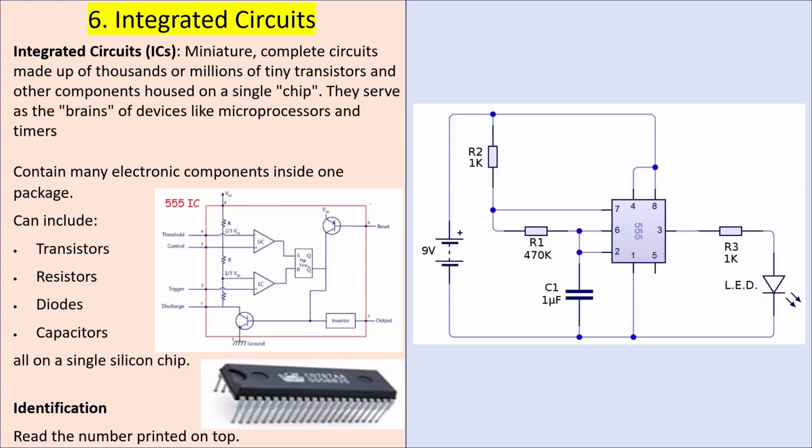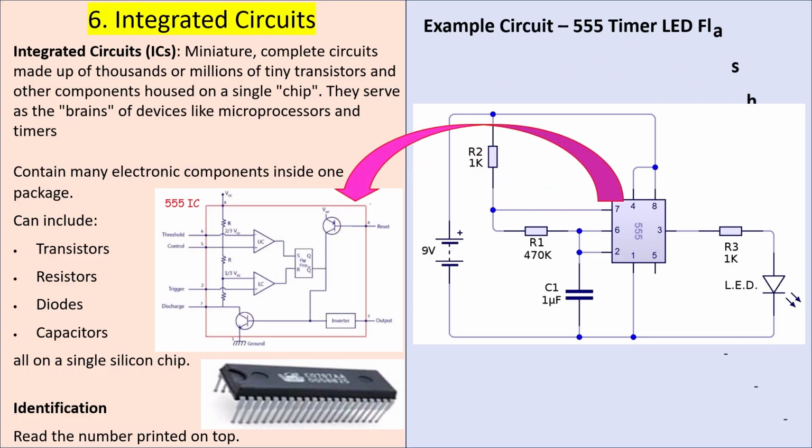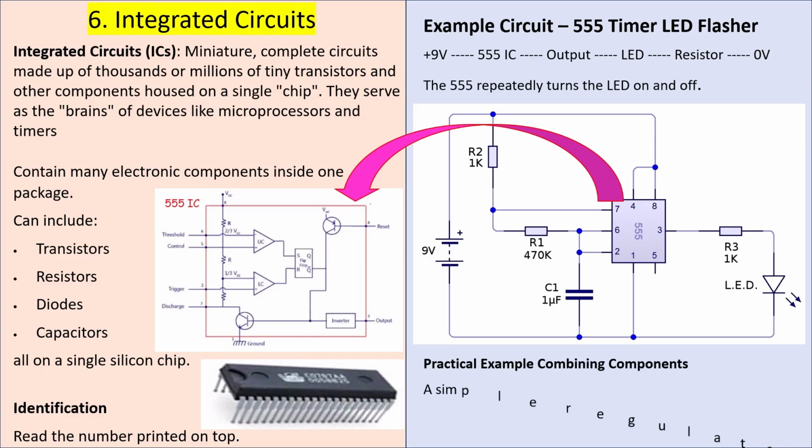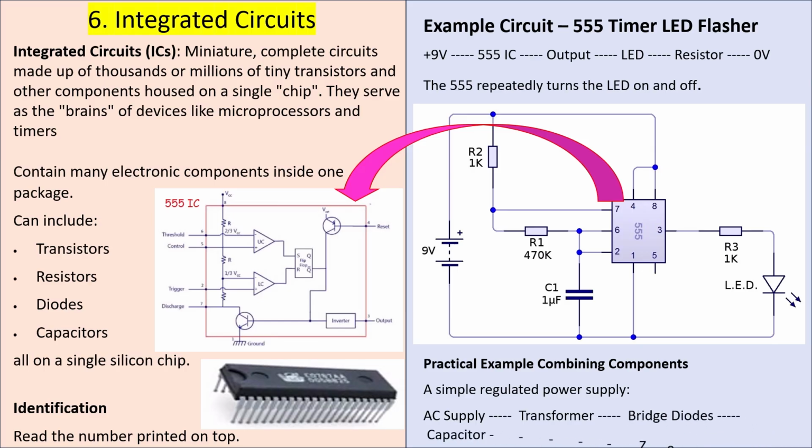If you look at this arrow that's flashing there, it's showing you a timer, the 555 timer, in the LED flasher circuit. That's what we're seeing there. And that arrow is pointing to what's inside that timer on the left. So a practical example of combining components: a simple regulated power supply. You have the AC power supply, transformer, bridge diodes, capacitor, Zener regulator, transistor, and then the output.